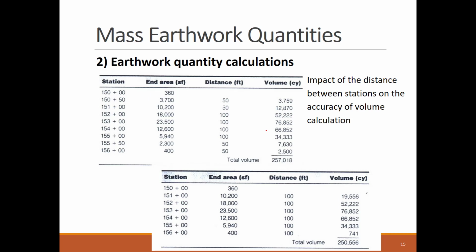Let's now see the impact of the selected distance between the end area calculations. The first figure is the same as we saw before. The second figure is for the same project, but with a longer segment length, 100 feet, for all the road segments, which resulted in fewer segments to add up their volumes. You can see the difference of the total volumes in both approaches, which accounts for about 2.5% difference. The first approach with shorter segment lengths is more accurate, as it captures better the variations of cross-sectional area over the roadway length.